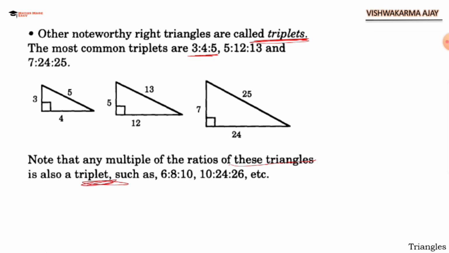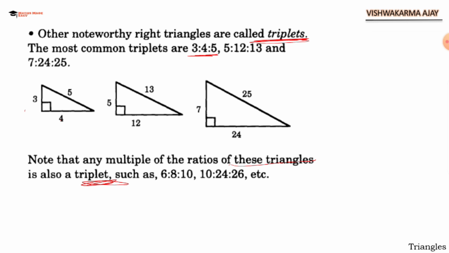Triplet means basically the triangle whose sides, when Pythagoras theorem is applied, are all perfect numbers, not in decimal. Like this, another is 4, 5, or let's say this is 4, 7. So the other will become something very weird number, maybe in decimal. They are not in decimal. That's why they are called triplets.